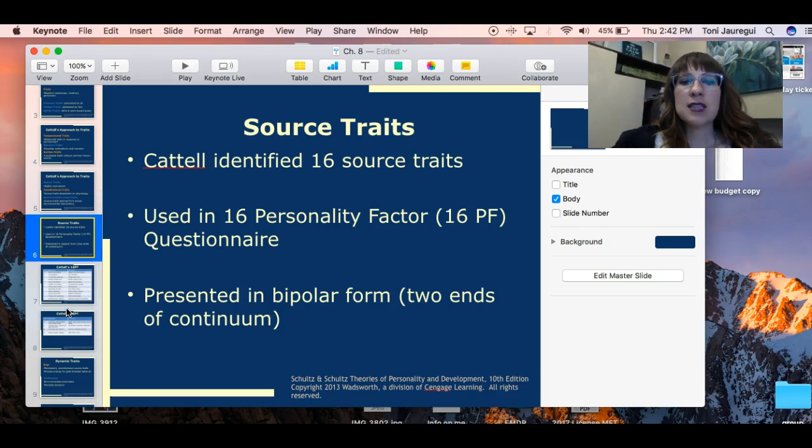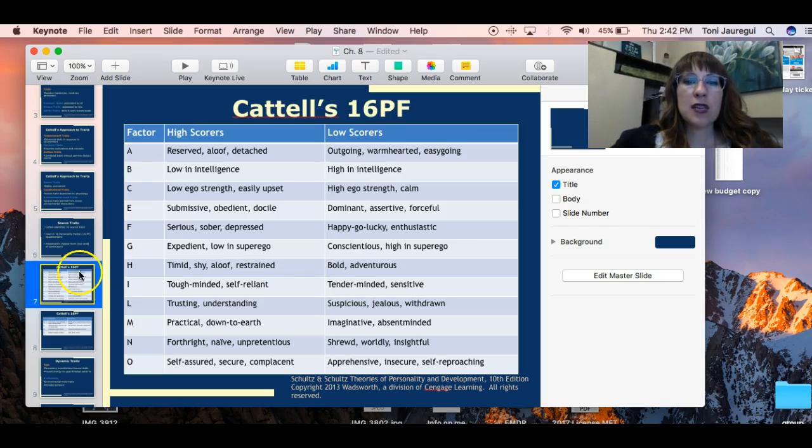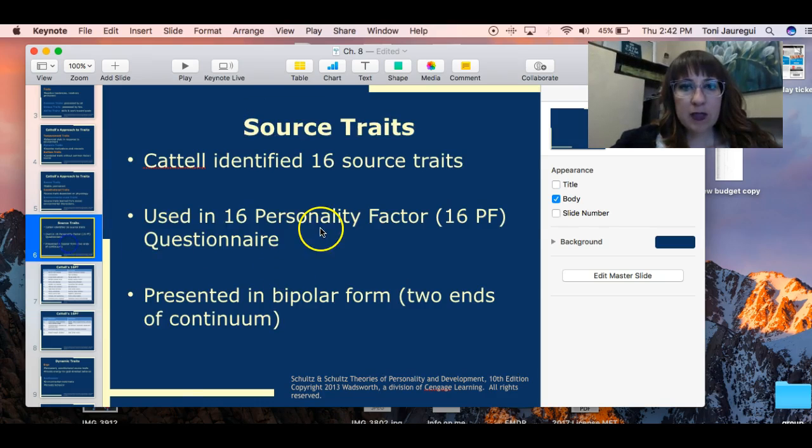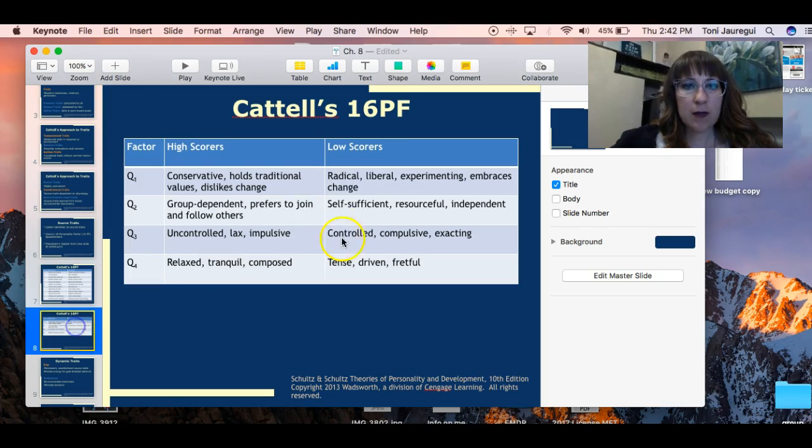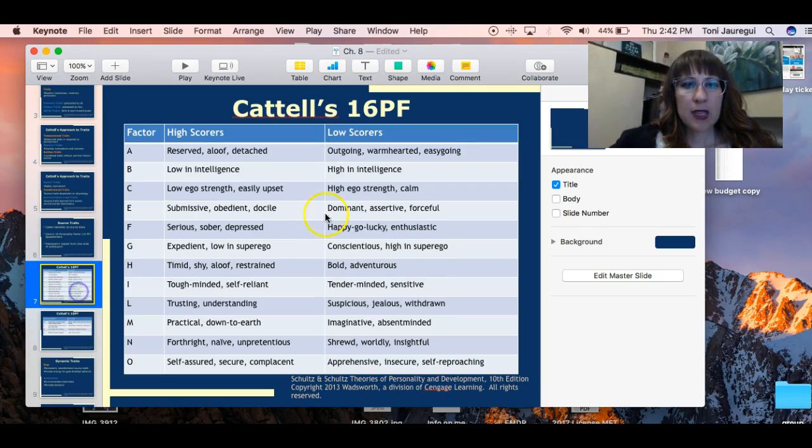So he had a 16 personality factor questionnaire that he developed, and he presented it in bipolar form, so two ends of a continuum. So these are the 16 different ones based on the factor questionnaire. Okay. Some of you have maybe heard of this questionnaire before.